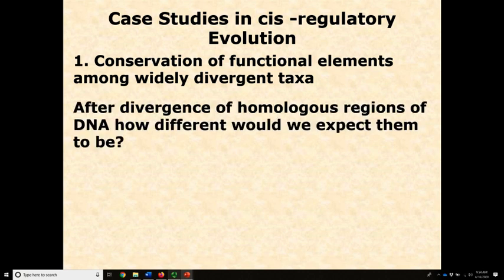Now, to understand this, we need to understand a fairly simple concept, and then we can use this as our null hypothesis. And this concept is that as DNA diverges, we would expect it to become more and more different. So random mutations build up in DNA sequences and base pairs, and those sequences diverge. If we were to line them up and compare them initially, they would be 100% identical. But as new mutations occur, those DNA sequences become more and more different.